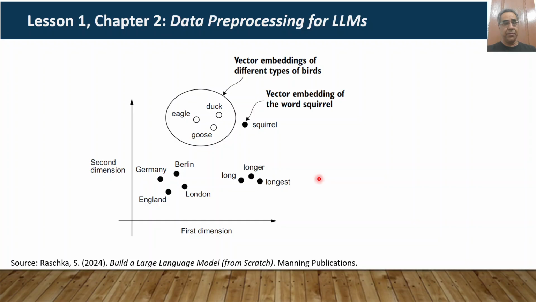When using word embedding techniques, words corresponding to similar concepts should appear close to each other in the embedding space. For instance, different types of birds appear closer to each other in the embedding space than in countries and cities.